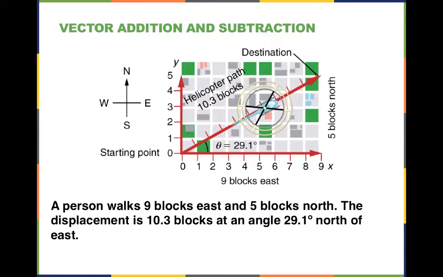So let's go back to our city block example, and you will recall that if a person walks 9 blocks east and 5 blocks north, the displacement is 10.3 blocks as calculated by Pythagoras' theorem. And I'll show you how to calculate this in the future, but the angle of this displacement is 29.1 degrees north of east. Remember that any vector quantity, and displacement is a vector quantity, has to include both a magnitude and a direction.